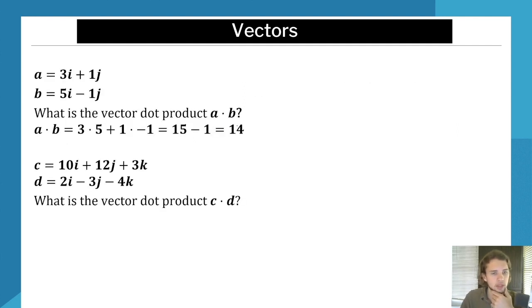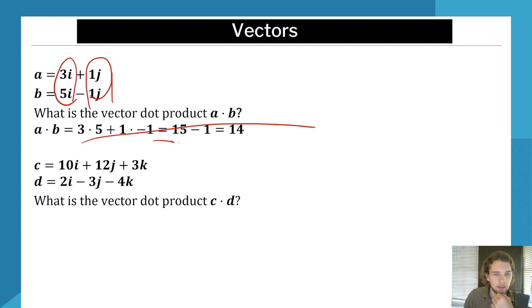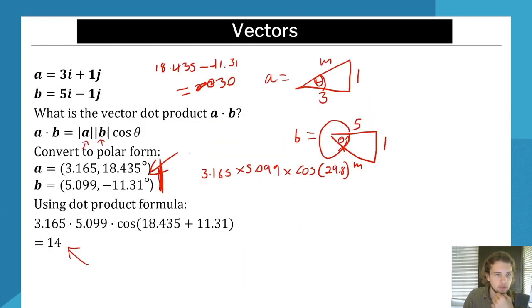Now, what is the vector dot product of A dot B? Let's actually do these questions. Oh, there's already an answer here. So we have 3 times 5, 1 times minus 1, and then you find that the result is 15 minus 1 equals 14. So that's the same as what we did up here. It's the same actual set of vectors, and it comes up with the same solution.